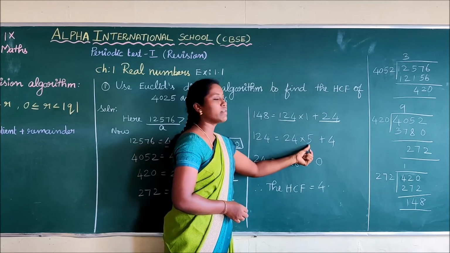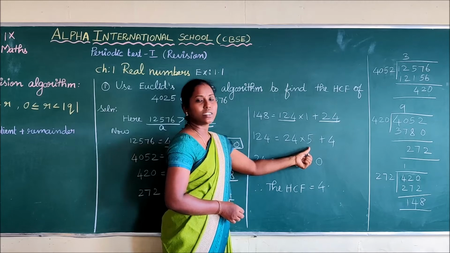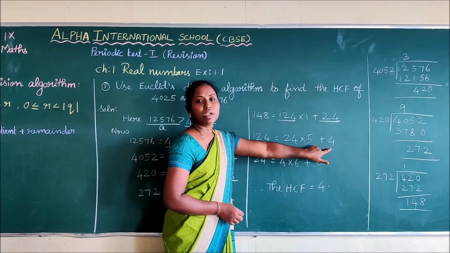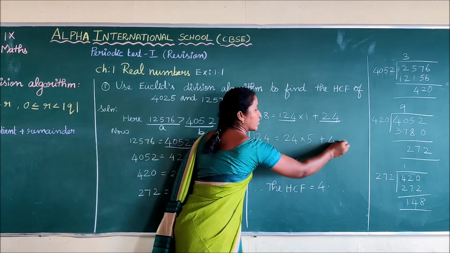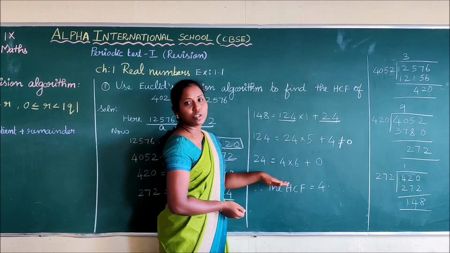Because 24 into 5 will give you 120. So 124 minus 120 is 4. Again the remainder is 4, which is not equal to 0. Until the remainder is 0, we have to repeat the process.